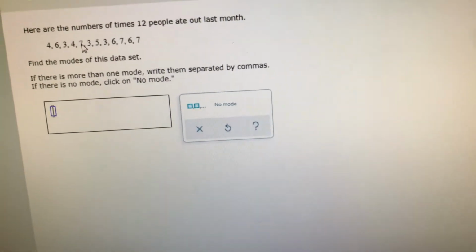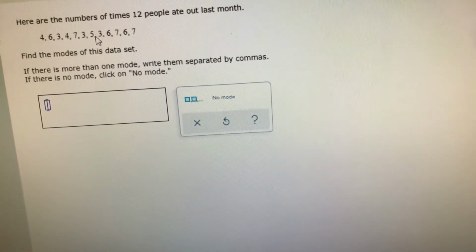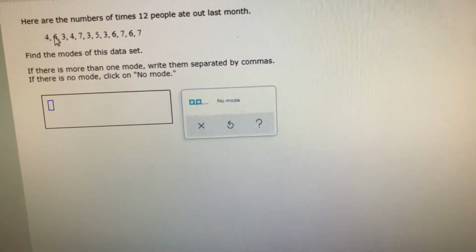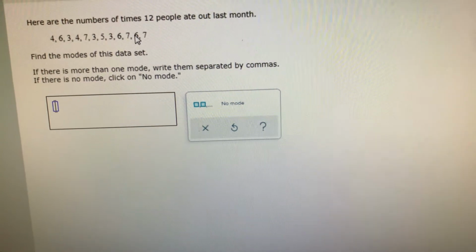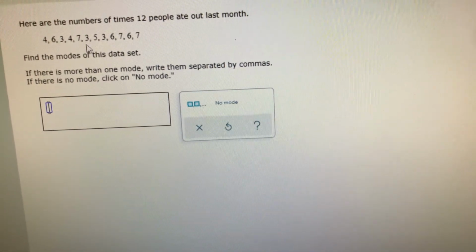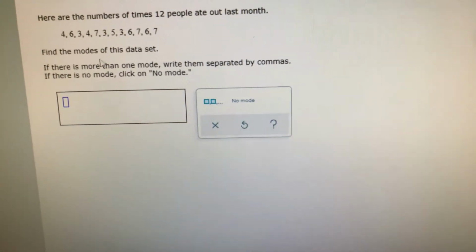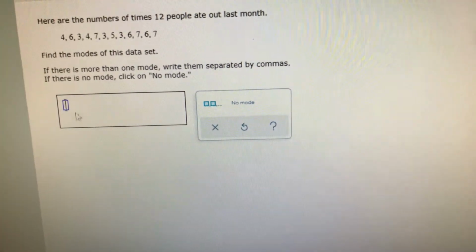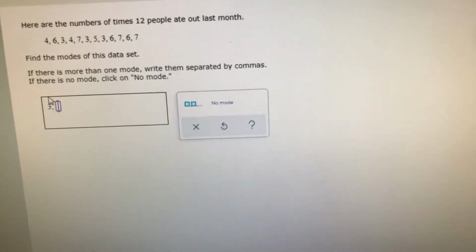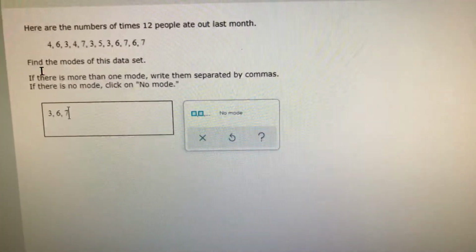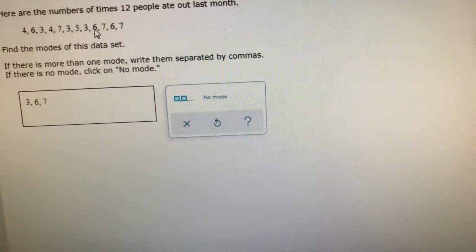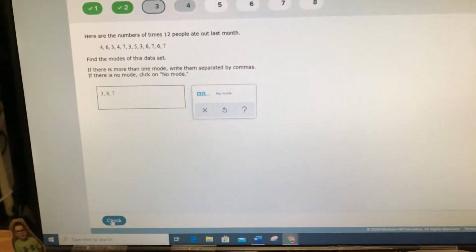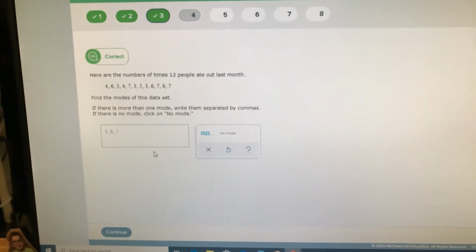Okay, I can tell we have a mode because I definitely see more than 1 3. So I have 1, 2, 3 3s. I also see 1, 2, 3 6s. I also see 1, 2, 3 7s. So in this case, I actually have 3 modes because I only have 2 4s and 1 5. So here I have a 3, a 6, and a 7 because all of those are repeated 3 times. So I actually have 3 modes, which is fine.